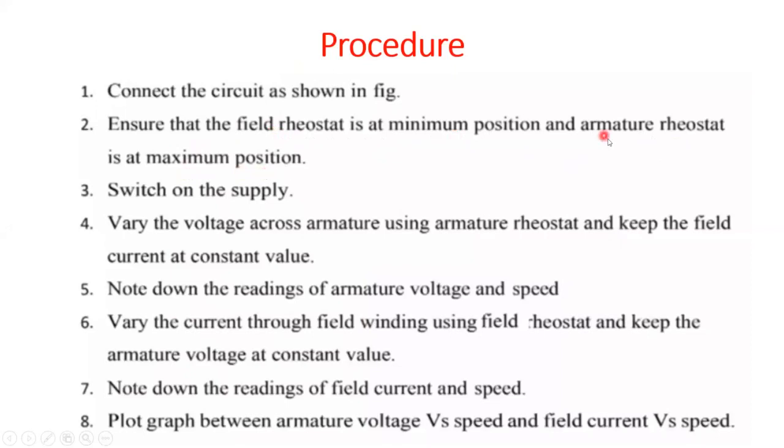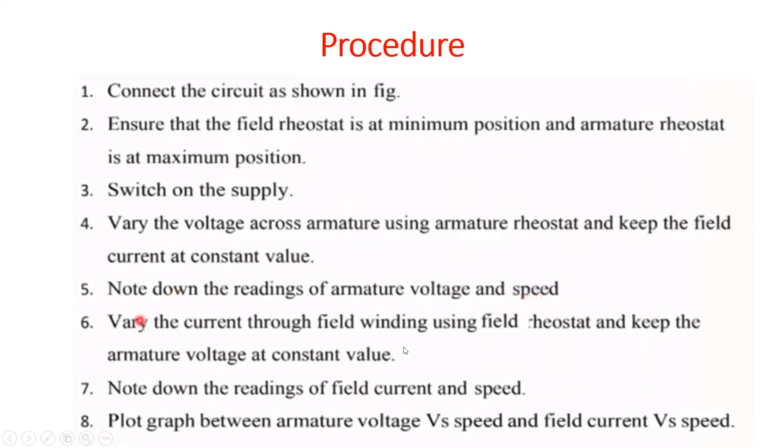Why? Because the armature rheostat is at its maximum position, so that armature current should be minimum, and the field rheostat is at minimum position, so that field current is at its maximum. Field current should be maximum and armature current should be minimum, because speed is directly proportional to armature current and inversely proportional to field current. Then switch on the supply, vary the voltage across the armature using the armature rheostat, and keep the field current at a constant value. Note down the readings of armature voltage and speed. So this half part of the experiment is over.